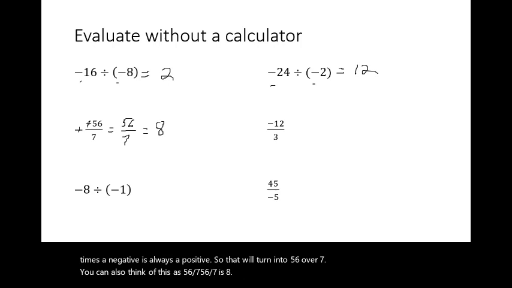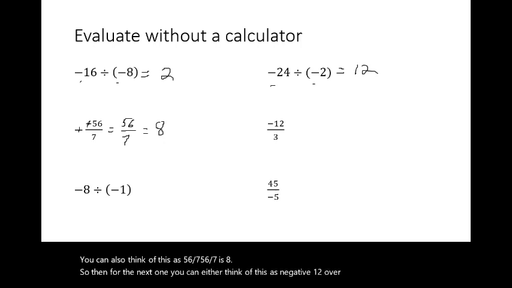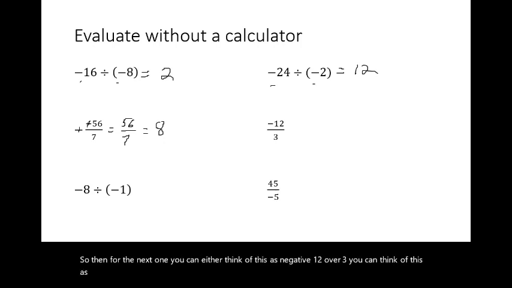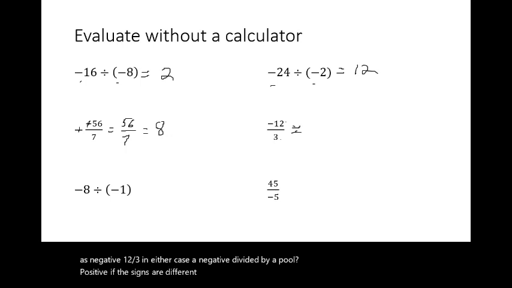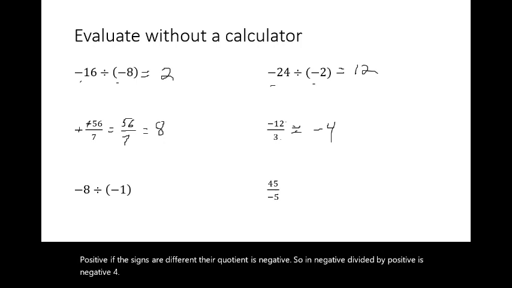So then for the next one, you can either think of this as -12 over 3, or you can think of this as -12 divided by 3. In either case, a negative divided by a positive, if the signs are different, their quotient is negative. So a negative divided by a positive is a -4.